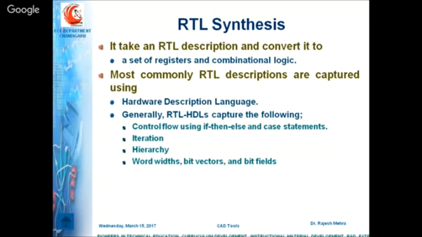Then you can go ahead with your complete design. Here the next point is word widths and bit vectors, bit fields. Word widths are nothing but IO precision. Inputs and outputs means how many inputs you are going to use for your design, and how many outputs you are going to use for your design. That you have to define in your HDL or Verilog code.